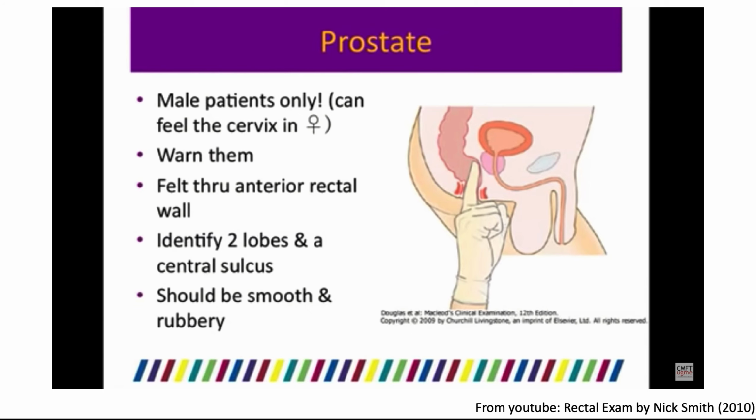Prostate examination. Obviously, only perform this on male patients. Warn them what you're about to do. You should be able to feel the prostate through the anterior rectal wall, and you should be able to identify the two lobes either side. They should feel slightly rubbery. You should be able to identify the central sulcus. If there are any masses there, describe them in the usual way.